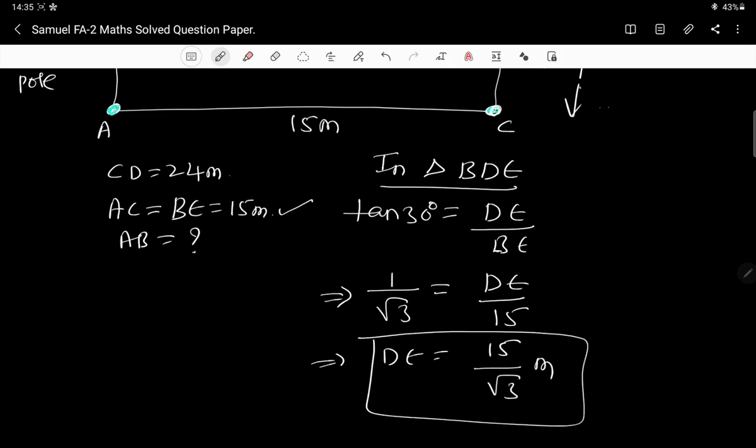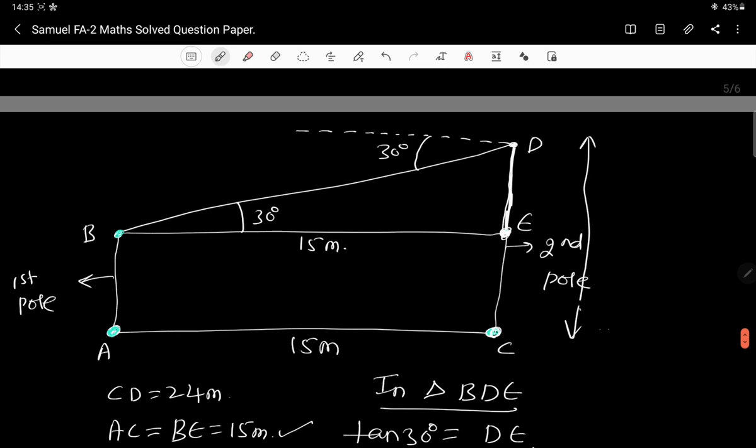So DE is equal to 15 divided by root 3, so this distance, this much distance is there, no? So this is like 15 divided by root 3 meter. Alright, so this entire length is how much is this? This is like 24 meter. In that, if you remove this, you are going to get this.